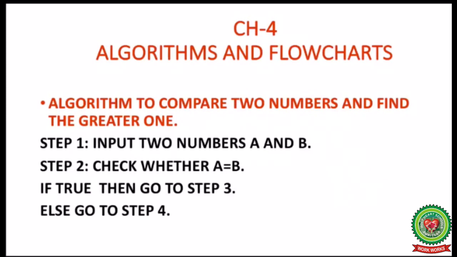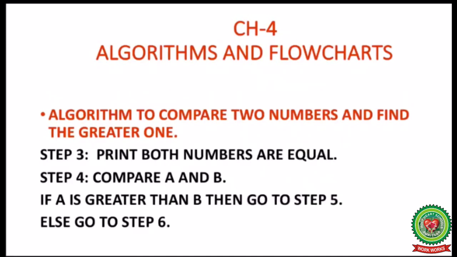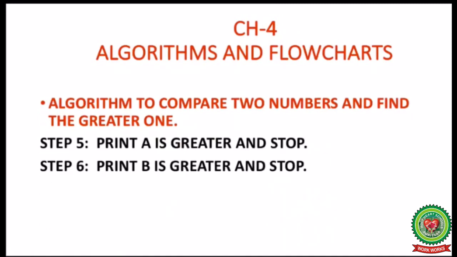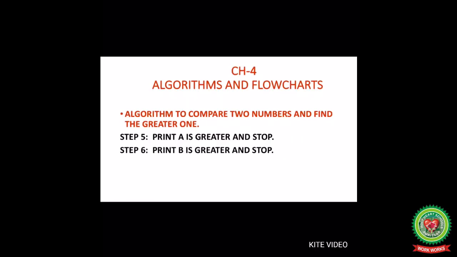So the algorithm will be: step 1, input two numbers A and B. Step 2, check whether A is equal to B. If true, then go to step 3, else go to step 4. Step 3, print both numbers are equal. Step 4, compare A and B. If A is greater than B, then go to step 5, else go to step 6. Step 5, print A is greater and stop. Step 6, print B is greater and stop.